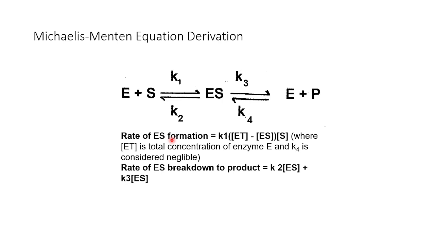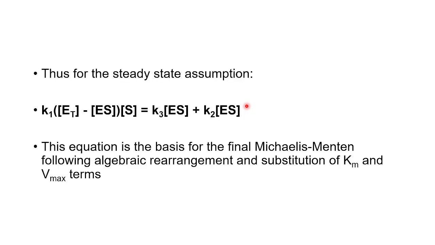Okay, so the rate of complex formation is given by an equation where ET is the total concentration of the enzyme, and K4 is considered negligible because once the product is formed, it does not go back again to the enzyme substrate complex. The rate of breakdown of this complex, that is the enzyme substrate complex, is equal to K2 times the concentration of the complex plus K3 times the concentration of the complex, according to this equation.